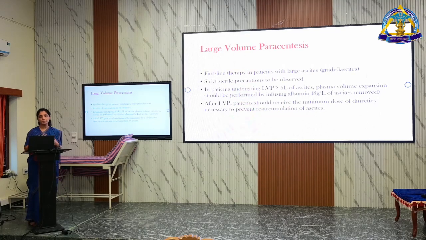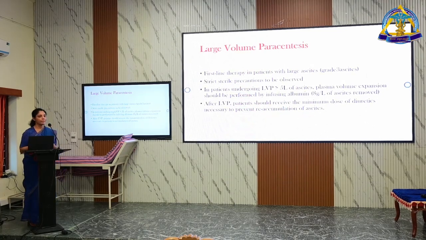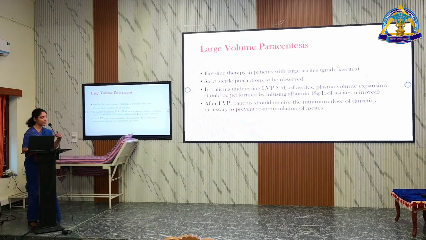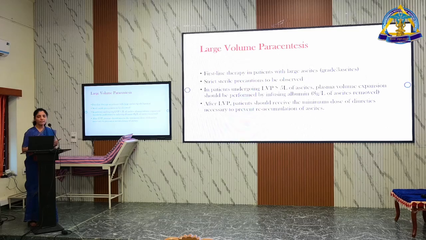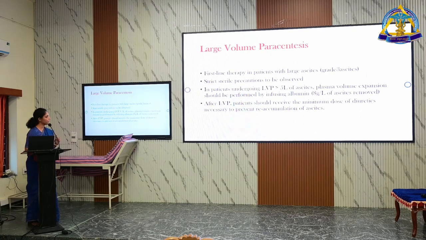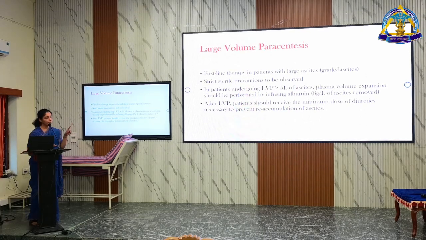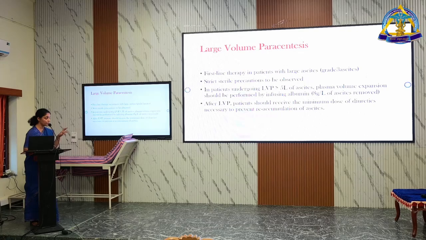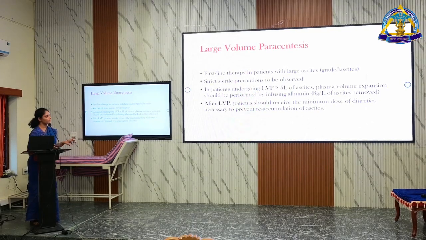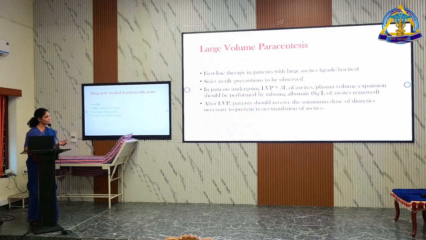So why do we fear this PPCD? The patient can develop AKI. That's a problem because it can lead to further reduction in the renal blood flow. So if the patient is going for an LVP of more than 5 liters of ascites, always keep in mind that the patient may develop PPCD, that is post-paracentesis circulatory dysfunction, and you give 8 grams of albumin per liter of ascites removed. After LVP, the patient should receive a minimum dose of diuretic necessary to prevent reaccumulation of ascites.